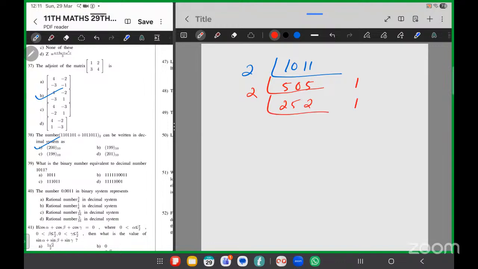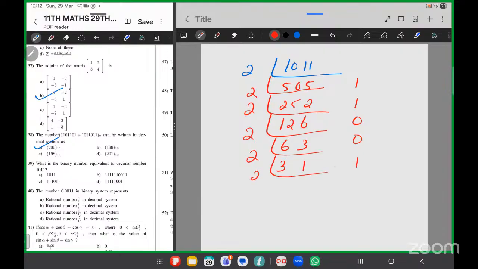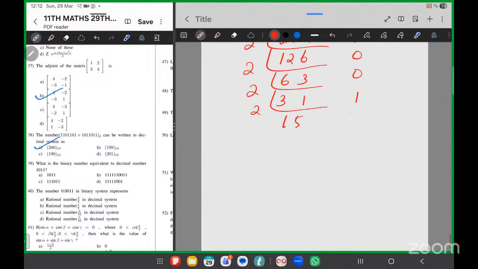Okay. 12 into 2, 24, 6 into 2, 12, remainder 0. 6 into 2, 3 into 2, remainder 0. 3 into 2, 1 into 2, remainder 1. 15 into 2, remainder 1. 7 into 2, 14, remainder 1. 3 into 2, 6, remainder 1. 1 into 2, remainder 1.